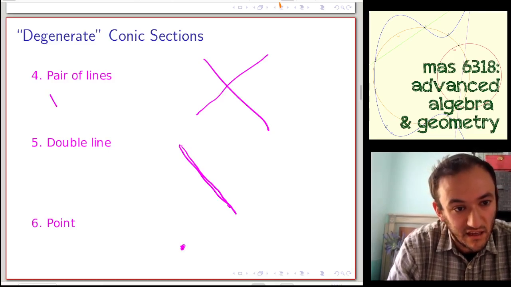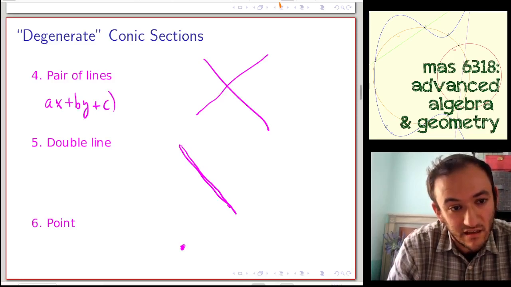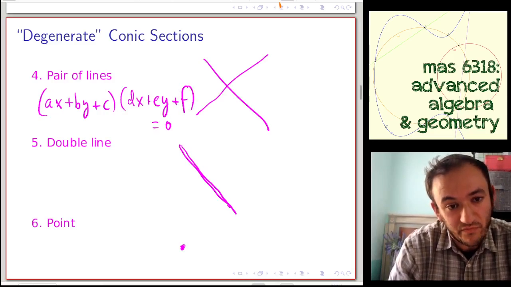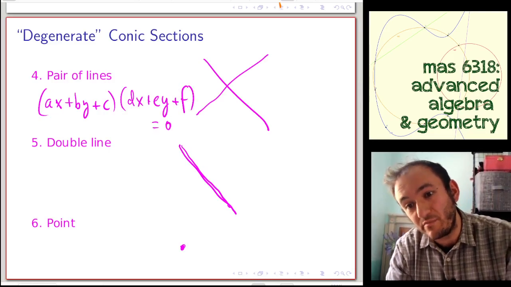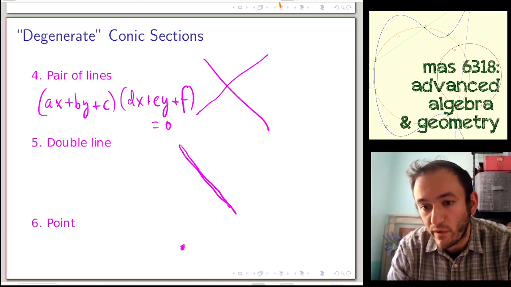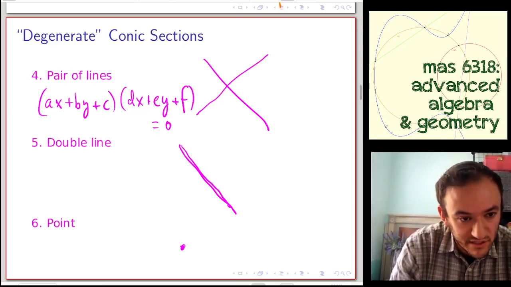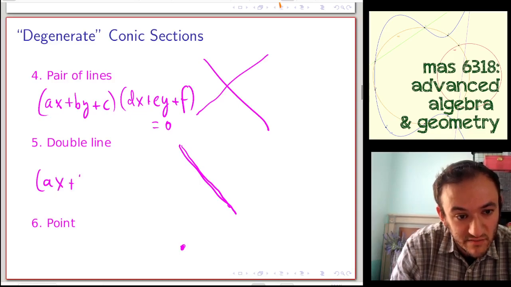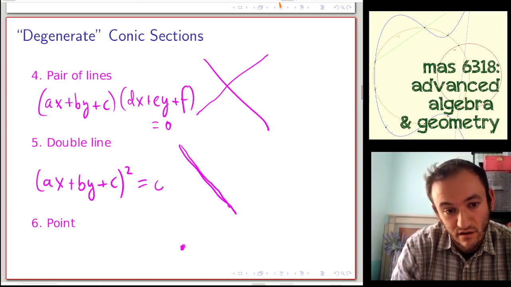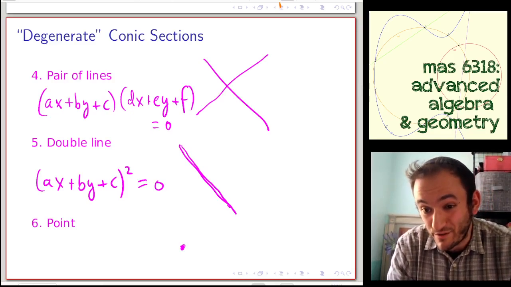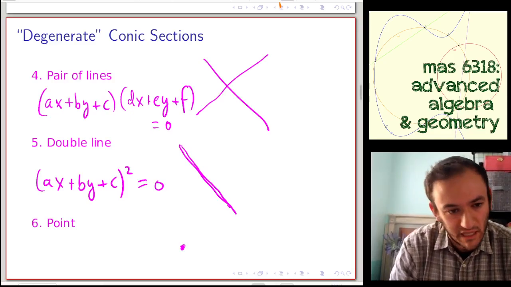equations like ax plus by plus c times dx plus ey plus f equals 0. Okay, so you can see it's a degree 2 equation, but it's a product of two degree 1 equations. Then you could also just get (ax plus by plus c) squared equals 0. That's a single line appearing to degree 2. That's why we call it a double line.